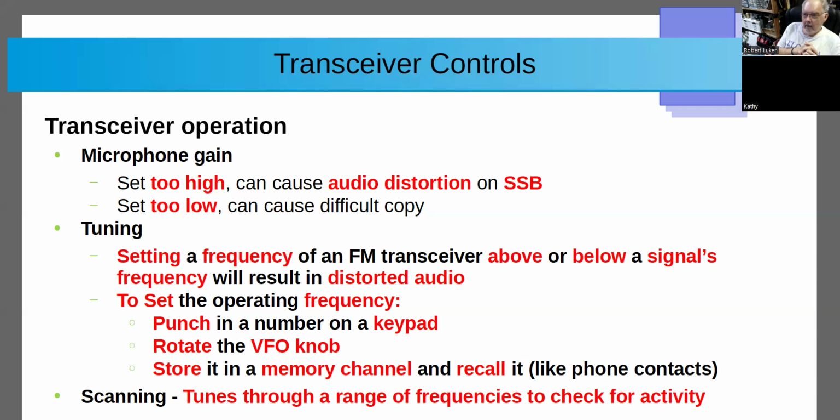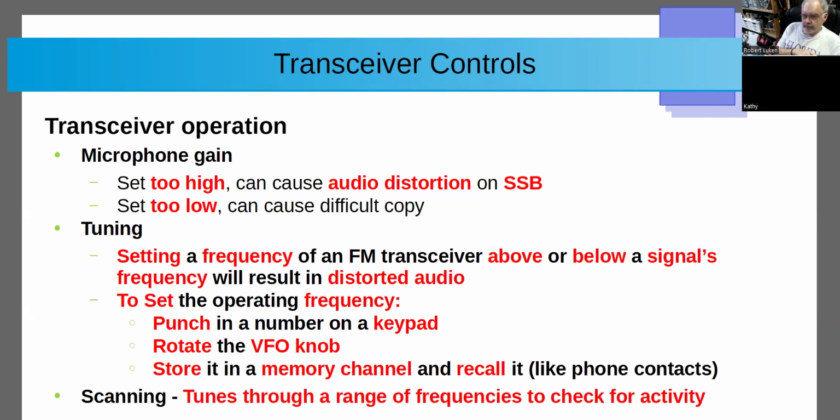When you're trying to do FM, if you don't have a fixed channel set and you're actually tuning it with VFO, if you're above or below that signal, you're going to get some distorted audio if you're not actually on the FM carrier frequency.